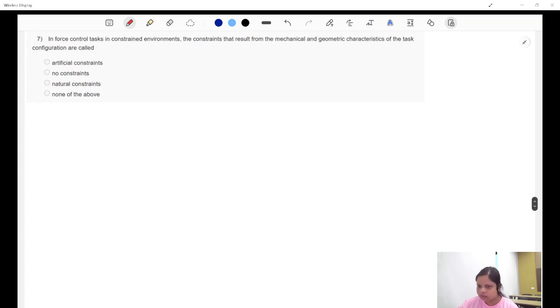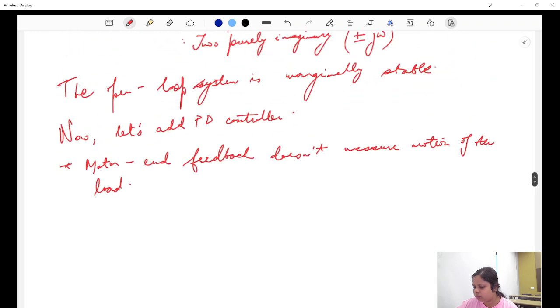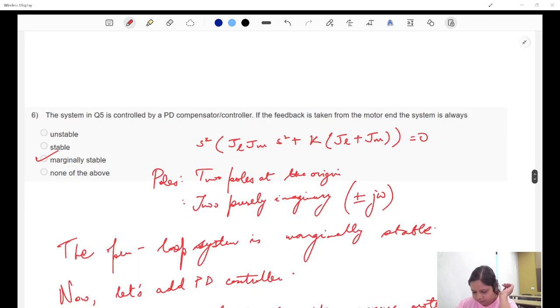Okay. Excuse me, ma'am, I have a doubt. Yeah. My question is that if the feedback is taken from the motor and the system is always, and the options are unstable, stable, globally asymptotically stable, and the fourth option is either stable or unstable. So marginally stable means either stable or unstable, right? No. Can you repeat the question once more? Ma'am, the same question, but the first option is unstable, the second option is stable, the third one is globally asymptotically stable, and the fourth option is either stable or unstable.